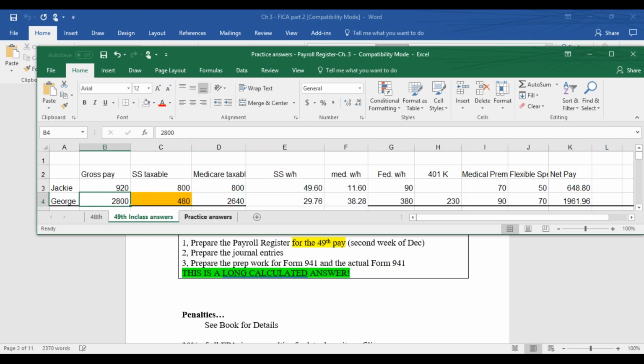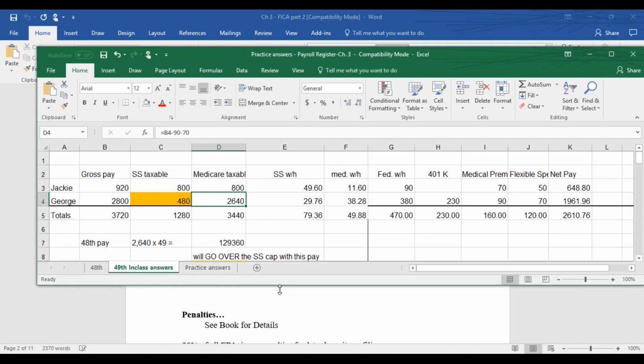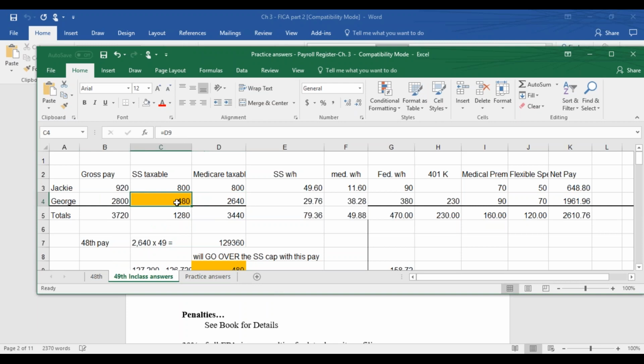So 2800 was our gross pay, and then the Medicare was 2640. Now, what you're going to need to do is determine at this point how much of the Social Security is taxable.